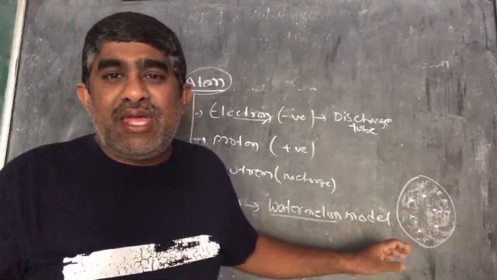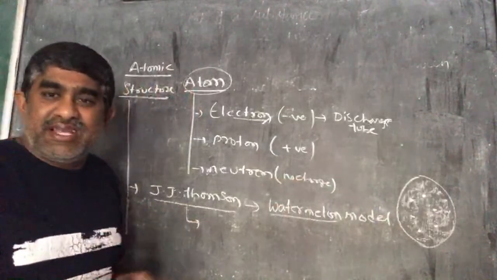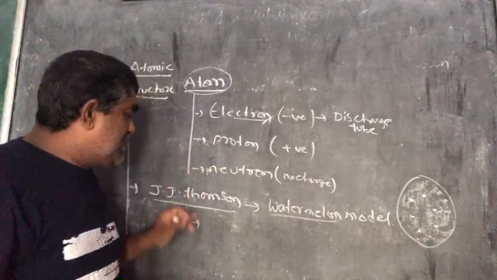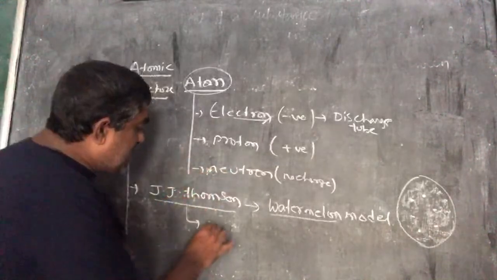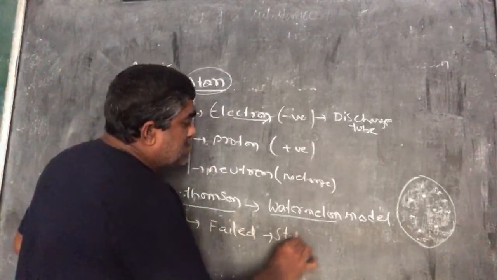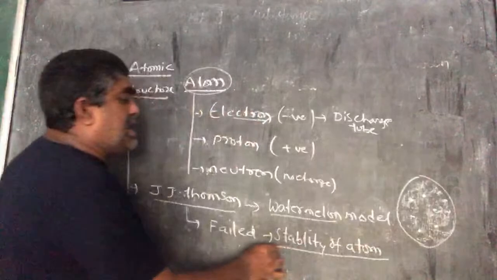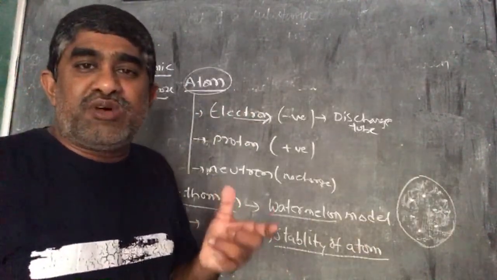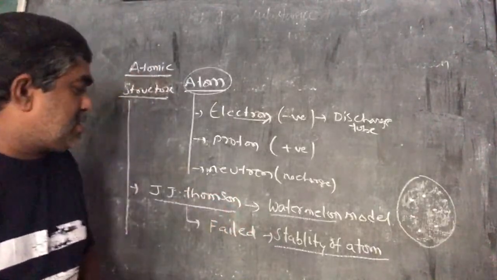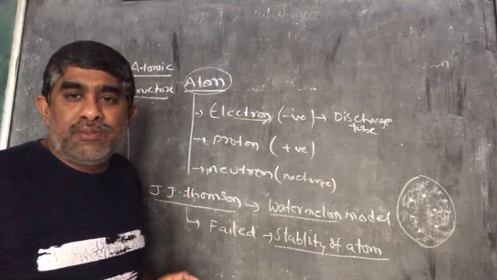But it's clearly proved that its disadvantages, not advantages. He just attempted his theory, but it's clearly proved that his theory failed. Why? Because he cannot explain the stability of atom. How was the atom stable? Who cannot explain the stability of atom? J.J. Thomson. That's why his model totally failed. Okay? Is it clear now?